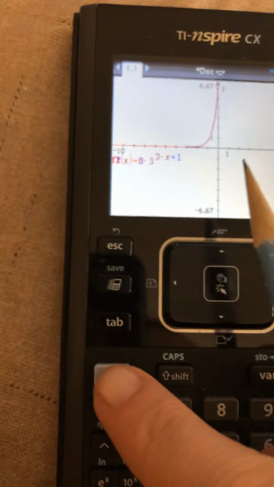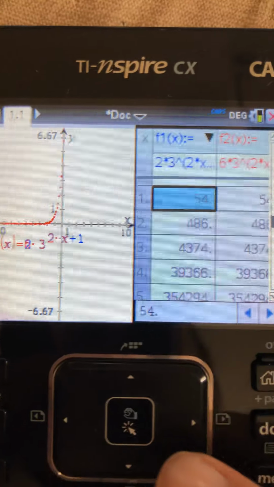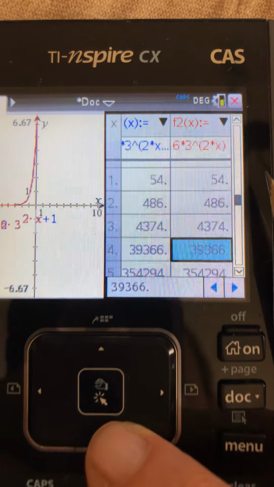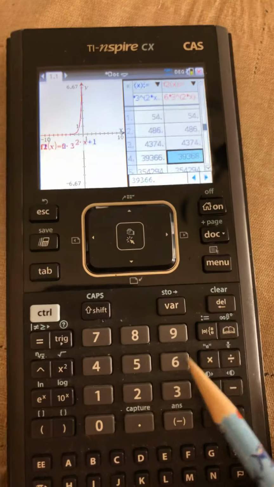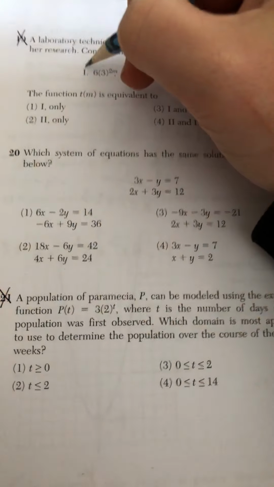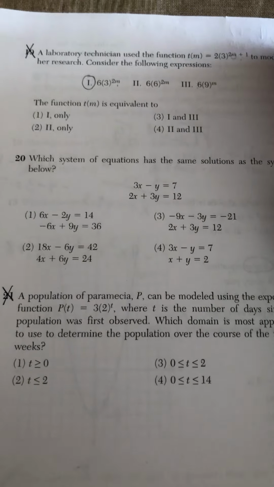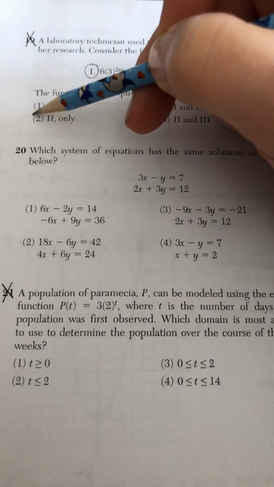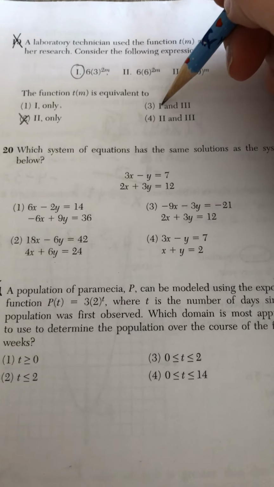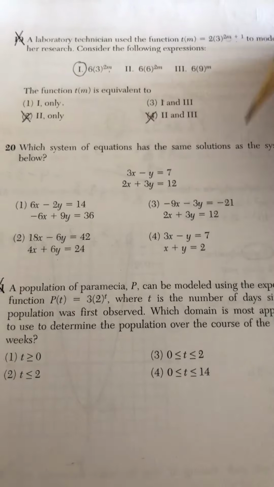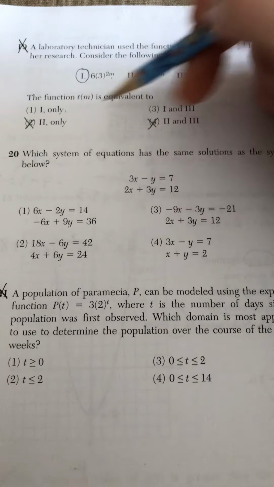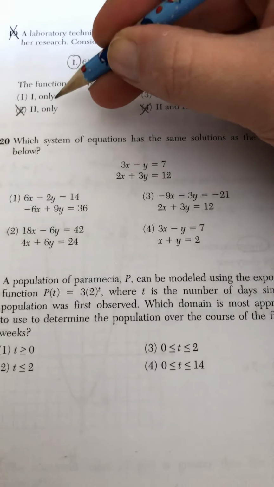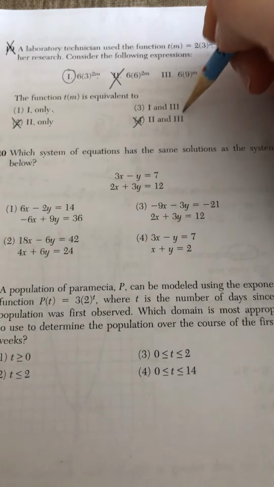Okay? If you're unsure, I can check out the table of values. See how they are the same? They match. So I know that number 1 definitely matches up. So as a good test taker, you should say, okay, 1 is a possibility. Uh-oh, 2 is not. 3 is a possibility. Uh-oh, 4 is not. So looking at the only 2 answers that are left, I'm not even going to waste my time typing that in because I know it's either just 1 or it's 1 and 3.